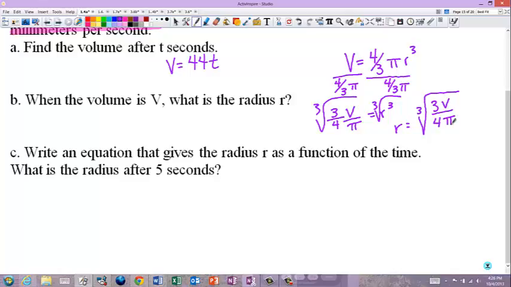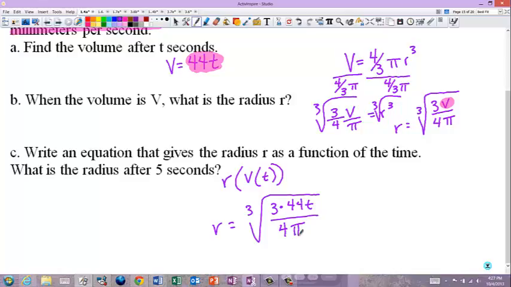It says write an equation that gives r as a function of t. In other words, I want r of v of t. So I want to put that one right there. And that will give me r equals something as a function of t. And then I stick my 5 in: the cube root of 3 times 44 times 5 over 4 pi.